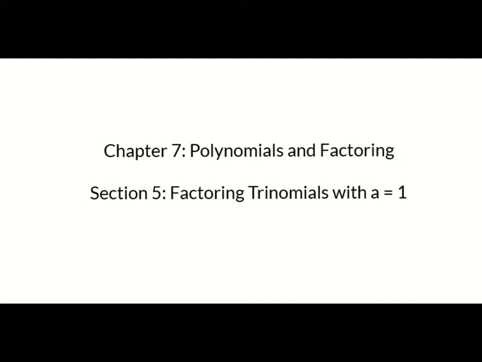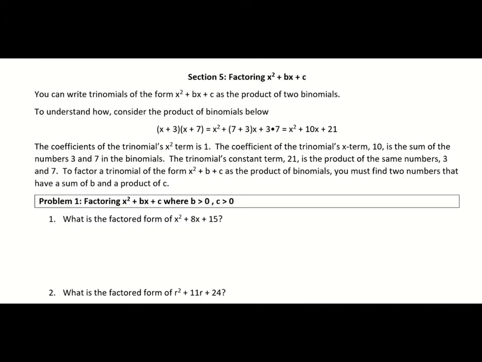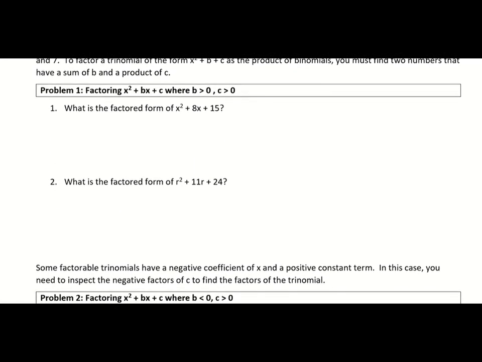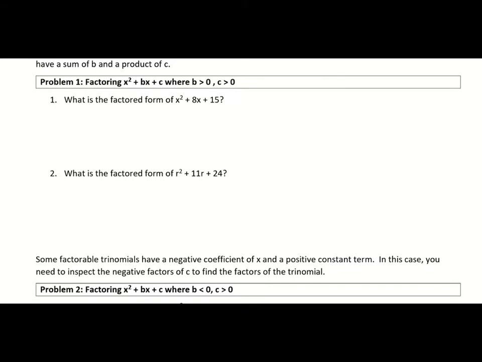Today we're going to be discussing Section 5 of Chapter 7, Factoring Trinomials where the leading coefficient is 1. So we're going to begin by looking at Problem 1, Number 1. What is the factored form of x squared plus 8x plus 5?